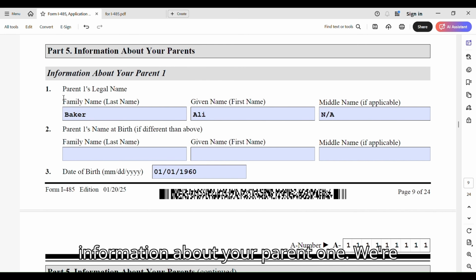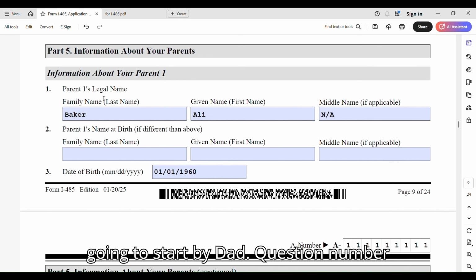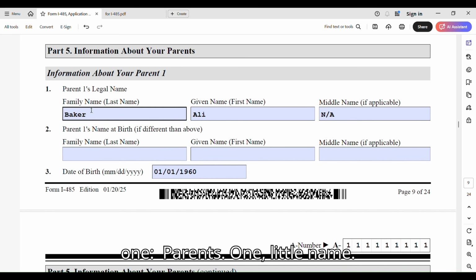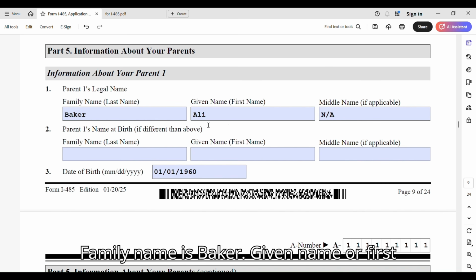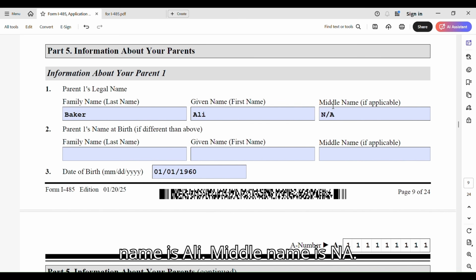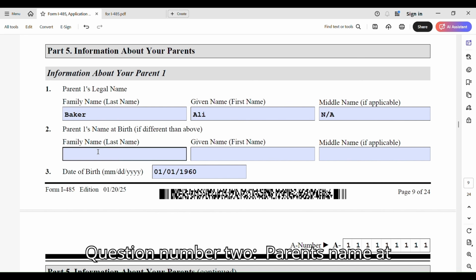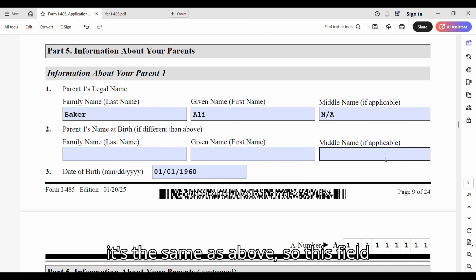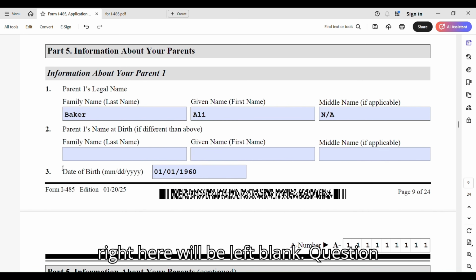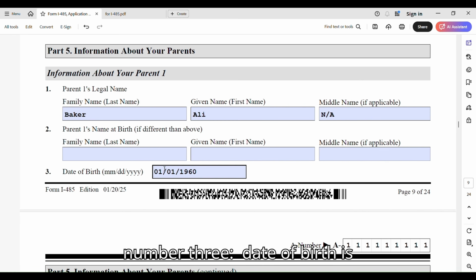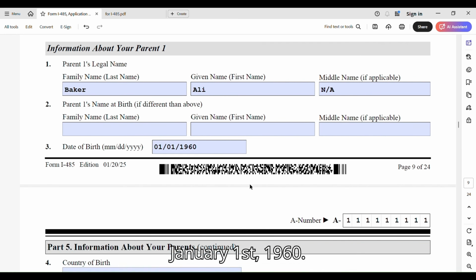Information about your parent. We're going to start with dad. Question number 1, parent 1, legal name. Family name is Baker. Given name or first name is Ali. Middle name is N/A. This one you can leave blank or put N/A. Question number 2, parent's name at birth, if different than above, is the same as above. So this field right here will be left blank. Question number 3, date of birth is January 1st, 1960.